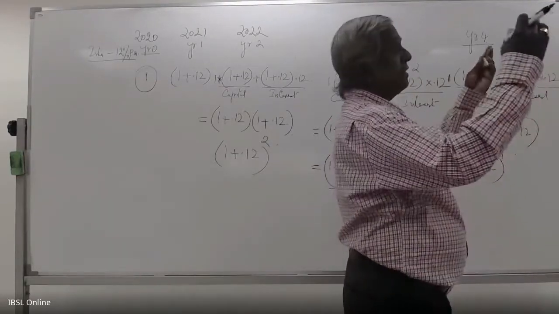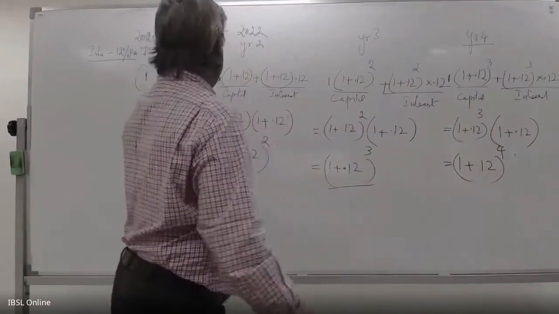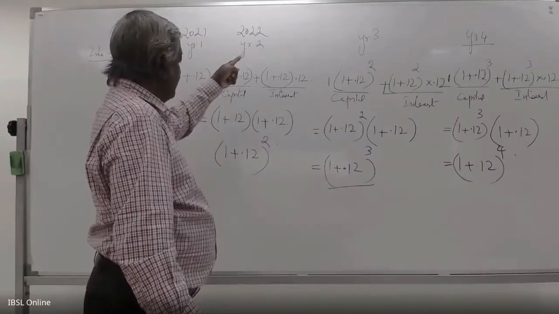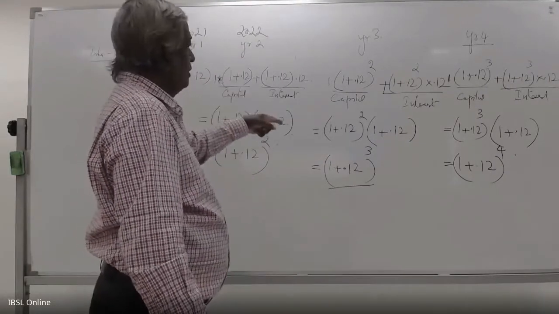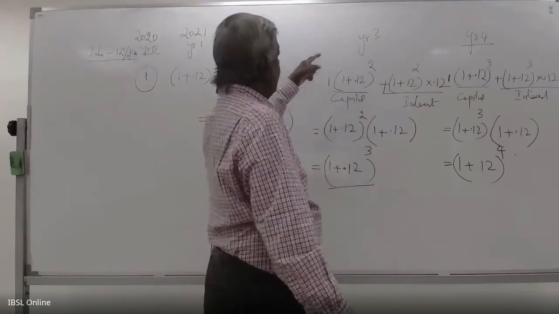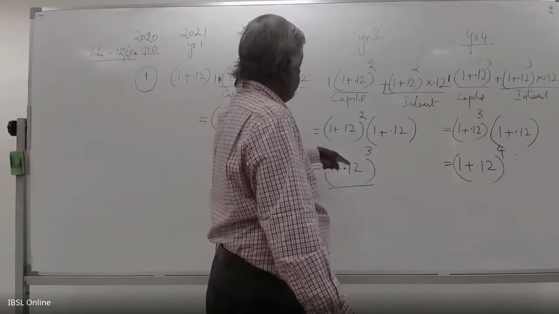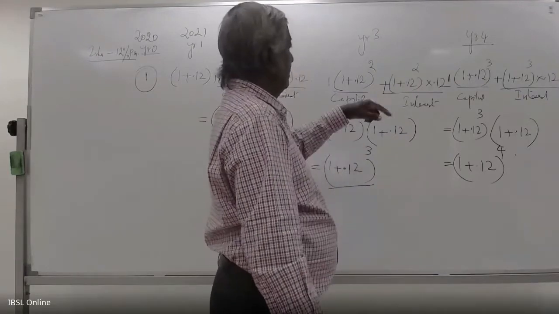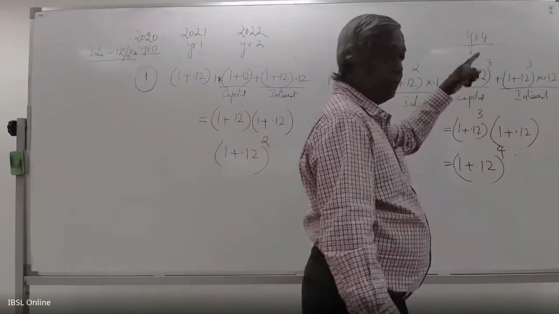So if you take the nth year, any year, I repeat, when it is coming to the second year, the value of 1 rupee will be 1 plus 0.12 to the power 2. When it is coming to the third year, the value of present 1 rupee will be 1 plus 0.12 to the power 3. In the fourth year, it will be 1 plus 0.12 to the power 4.